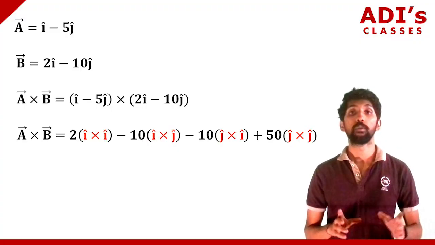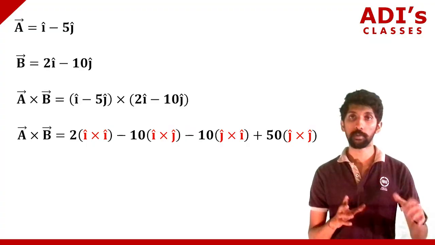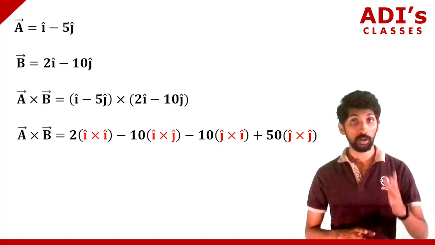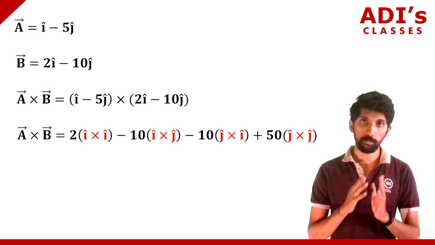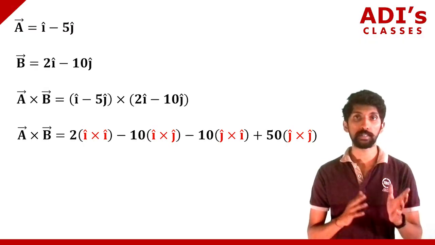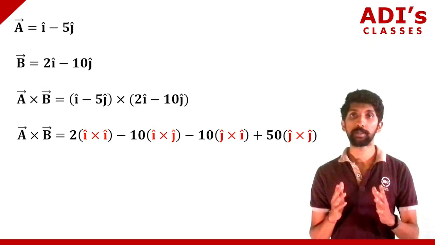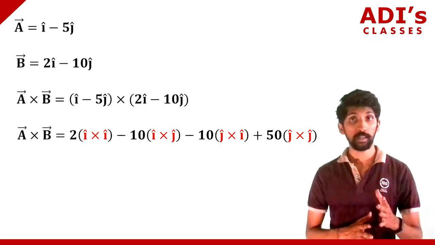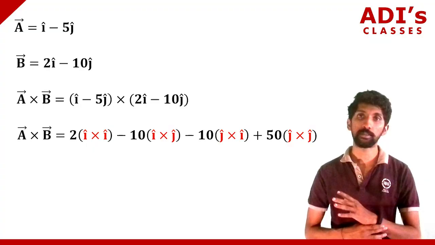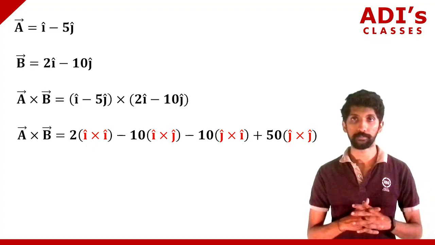Now, what was i cross i? If you remember the properties, i cross i was 0, because both i and i represent the same x-axis. The angle between them is 0, so sin 0 becomes 0. Similarly, what is j cross j? Again 0. So those two terms are not going to come.